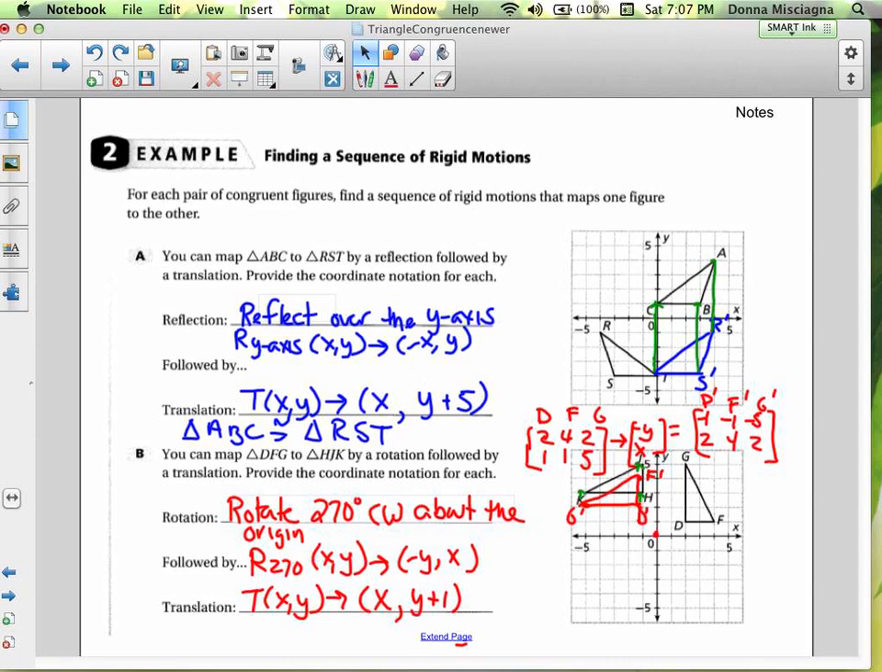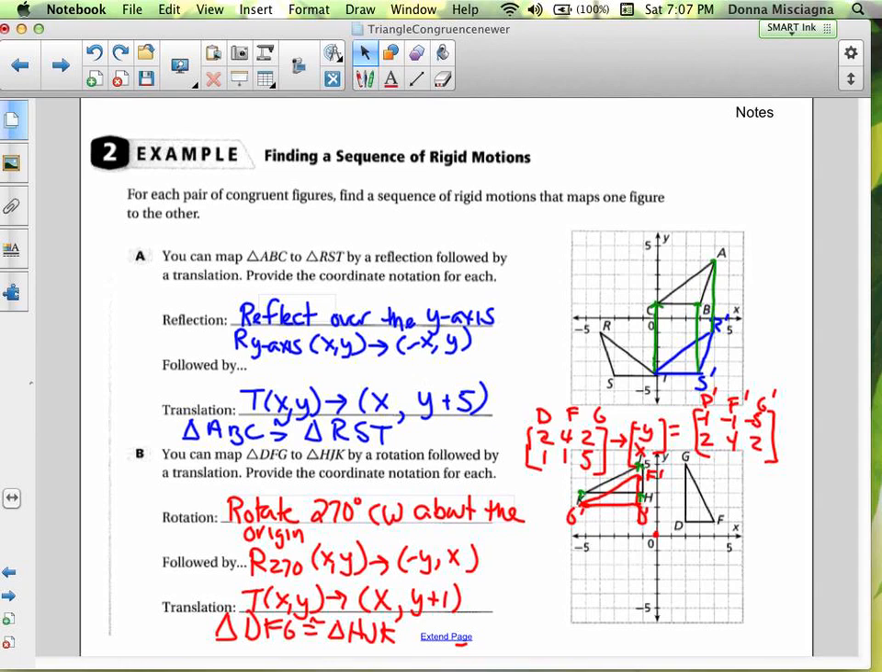We've completed, oh, I wanted to write one other thing. Before I go over the whiteboard practice that goes along with this, let's write our congruence statement. Since there was a sequence of rigid transformations that maps triangle DFG to triangle HJK, triangle DFG is congruent to triangle HJK. There it is, we did it.